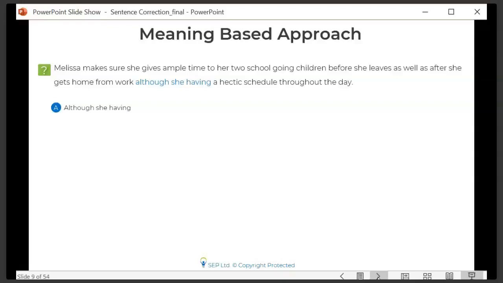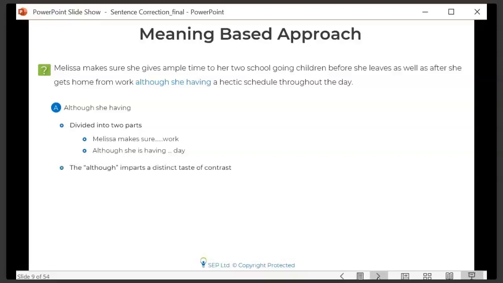This whole sentence can actually be divided into 2 parts, all right. So one part would be Melissa makes sure she gives time to her children before and after her work. This is one part. And the other part starts from although, she's having a hectic schedule throughout the day. So this although is very important, okay? The intended meaning of the original sentence is to bring about a contrast. So that is the first thing that you need to keep in mind, all right? So the idea here is, even though Melissa spends a hectic day at work, she makes sure that she gives time to her children. All right, fine.